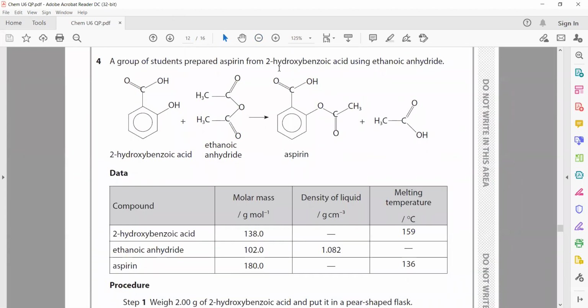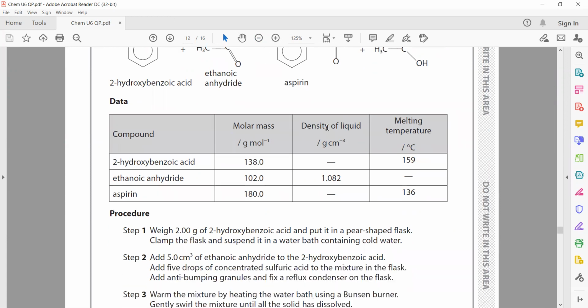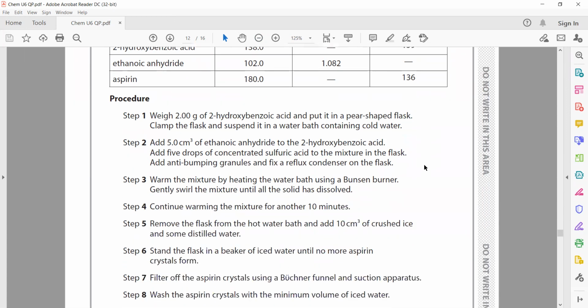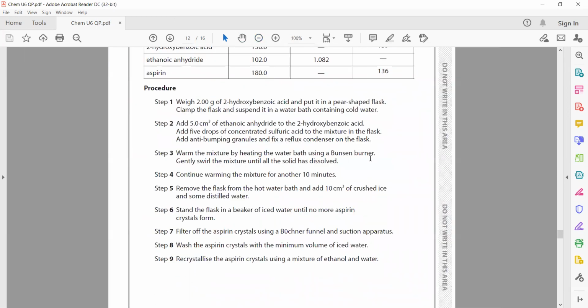Question 4. A group of students prepared aspirin from 2-hydroxybenzoic acid using ethanoic anhydride. So 2-hydroxybenzoic acid and ethanoic anhydride form aspirin. The molar mass and melting point are given for 2-hydroxybenzoic acid, ethanoic anhydride and aspirin. Step 1: we measure 2 gram and put it in a pear-shaped flask, then 5 cm cube of ethanoic anhydride, and concentrated sulfuric acid, which is a catalyst for this reaction.